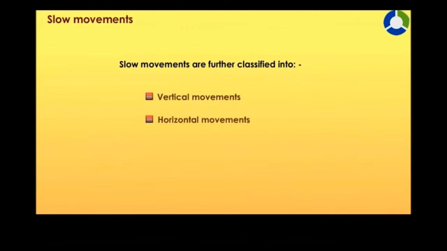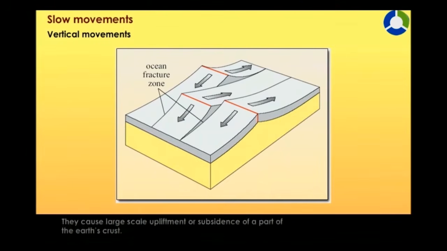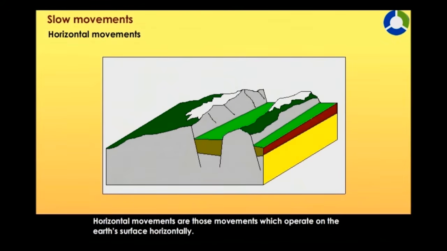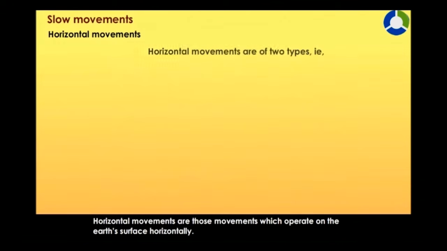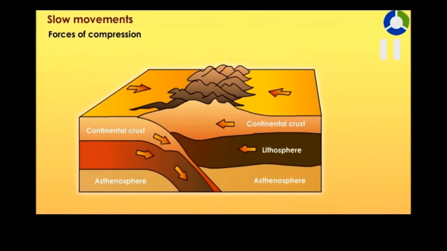Some other references say that types of earth movements are also called slow movements, so they are classified into vertical and horizontal. Vertical movements cause large-scale upliftment or subsidence of a part of the earth's crust. These movements are also known as continent-building movements. Horizontal movements are the movements which operate on the earth's surface horizontally. So horizontal movements are of 2 types: force of compression and force of tension.